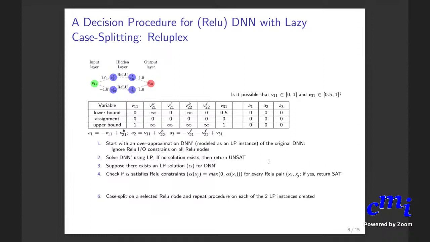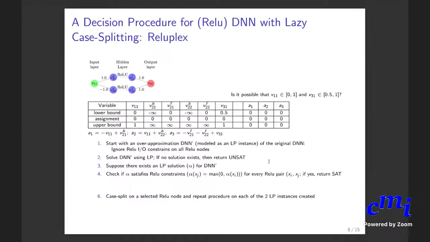That will make A3 become 0.5. Therefore, it's violating that. And one way to fix it is by pivoting with V21 of F. And so V21 of F becomes 0.5. Then everything is satisfied. That over approximation satisfies that. That's a simple LP call.